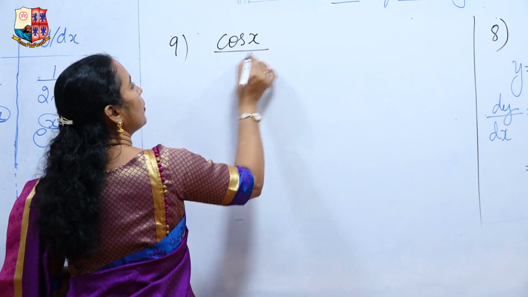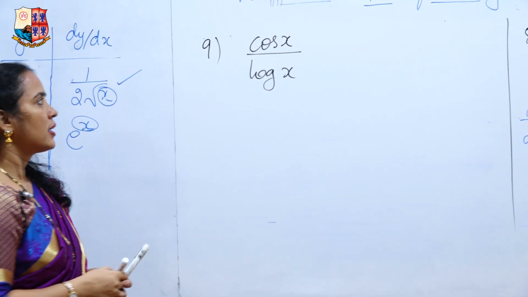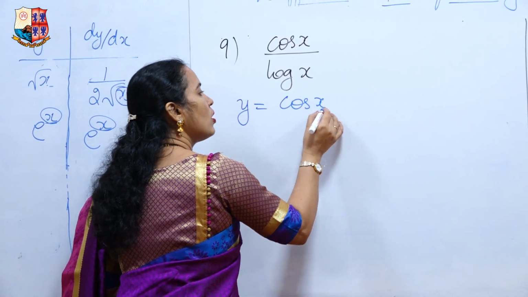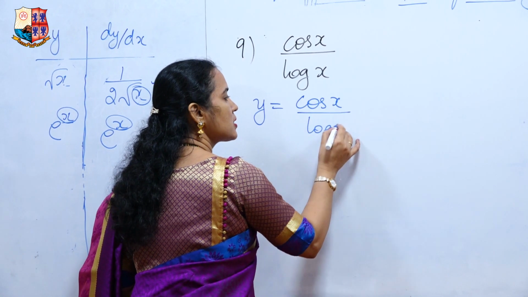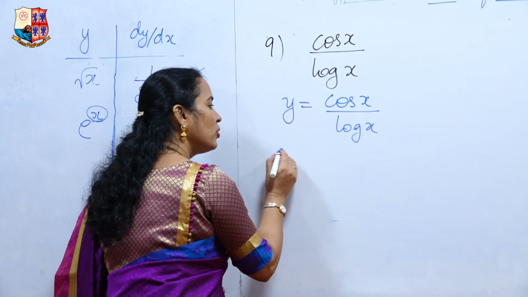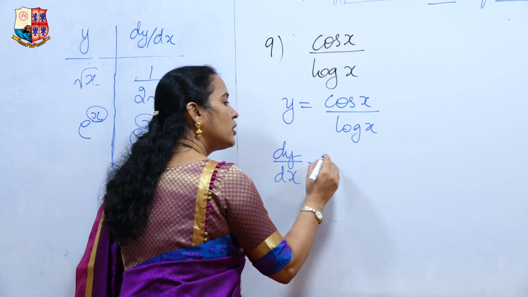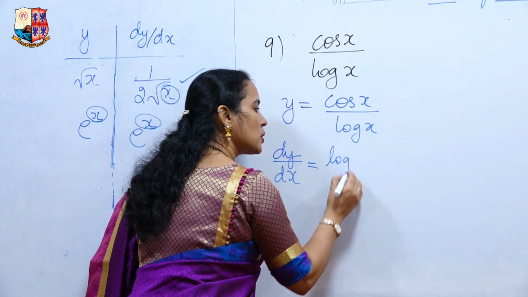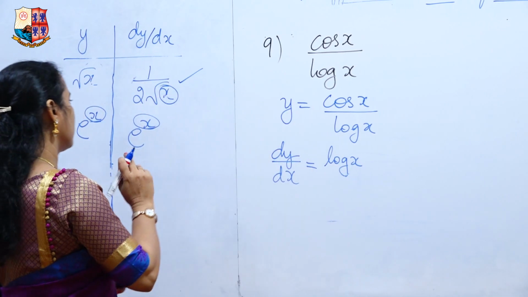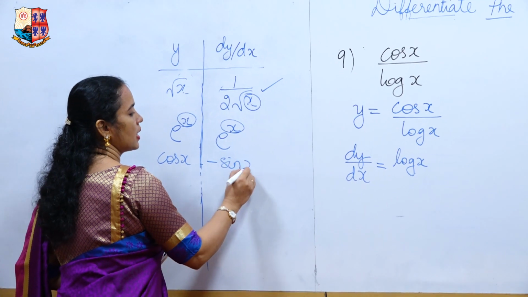Cos x by log x. Take the given function as y. Y is equal to cos x by log x. Which rule will you apply here? Of course, quotient rule. Keep the denominator as it is. So log x will be as it is. Differentiate the numerator. Cos x, when you differentiate, you will get minus sin x.